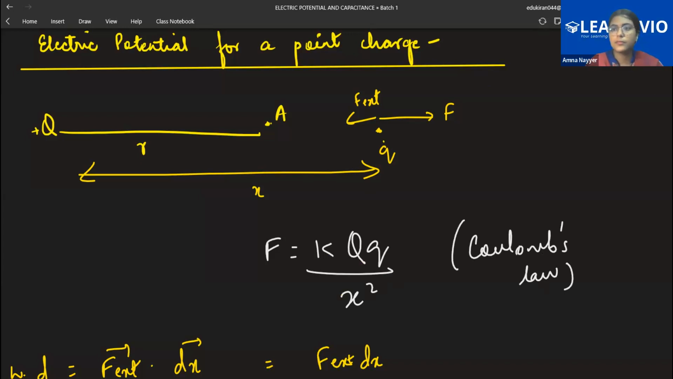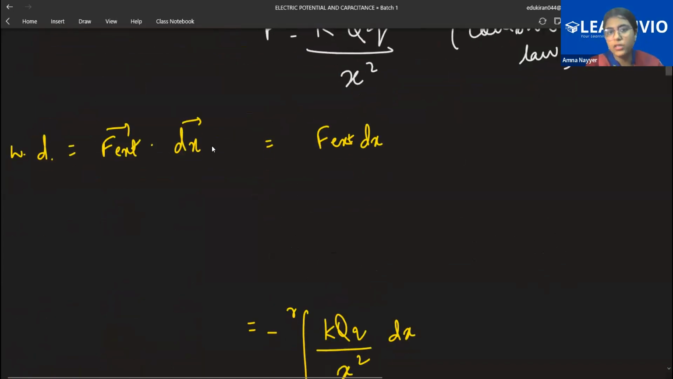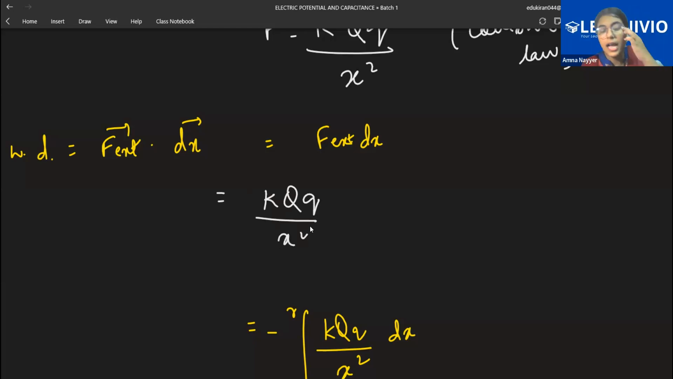Now see, we have work done as force into displacement, right? So force getting multiplied by displacement. This is what I had started the class with. Now, what is our external force? Force is K capital Q small q by x square, and this is dx. And now we have to integrate it.